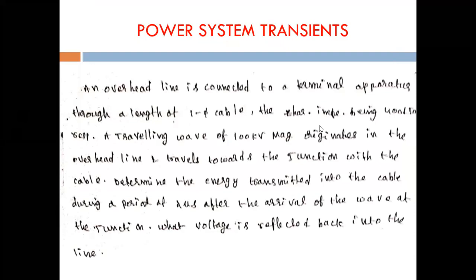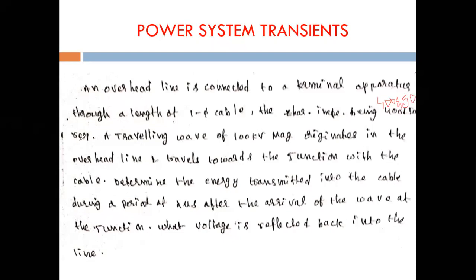Okay, the characteristic impedance of the overhead line is 400 ohms and that of the cable is 50 ohms.